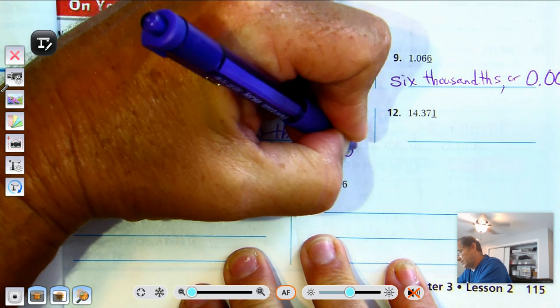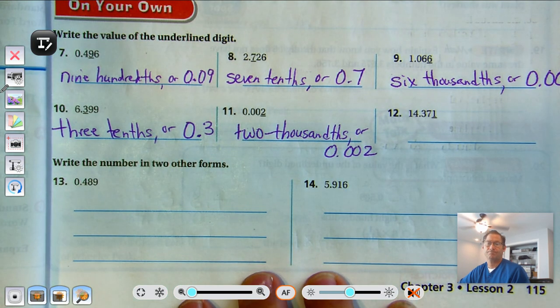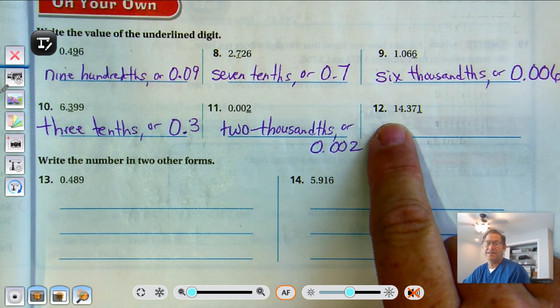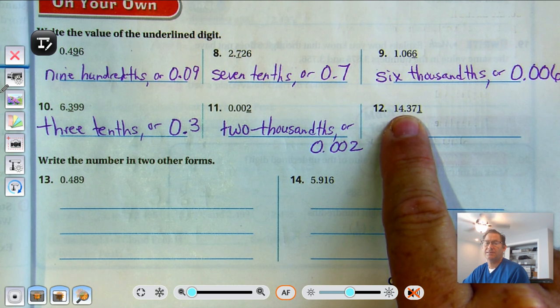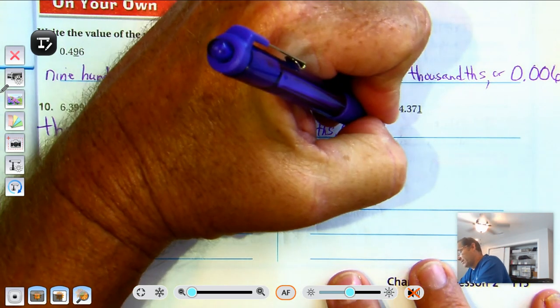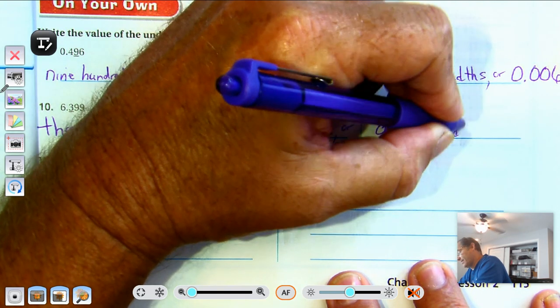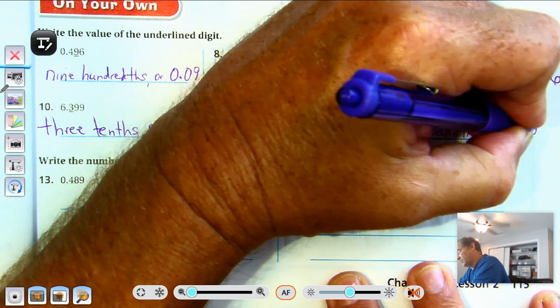Or 0.002. And 14. We have 1 in the tenths place, 4 in the ones place, 3 in the tenths place, 7 in the hundredths place, and 1 in the thousandths place. So we have 1 thousandth, or 0.001.